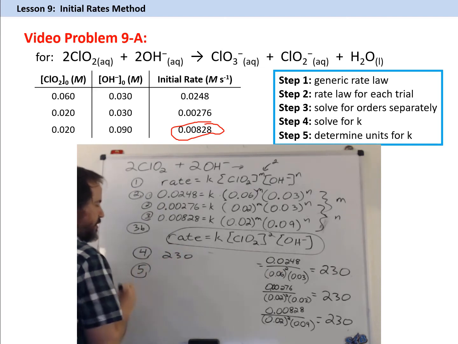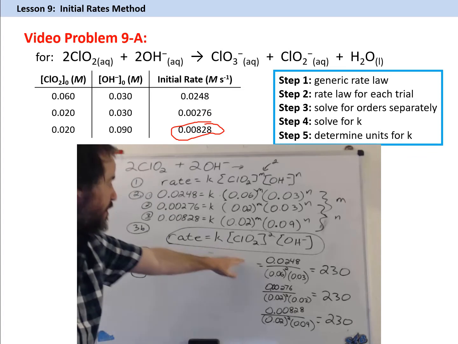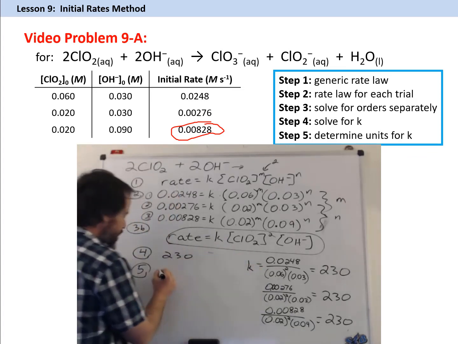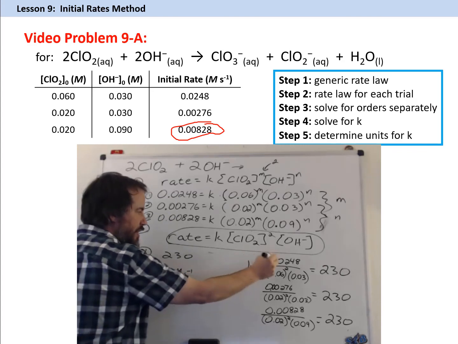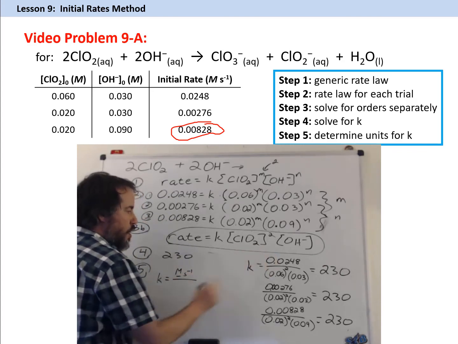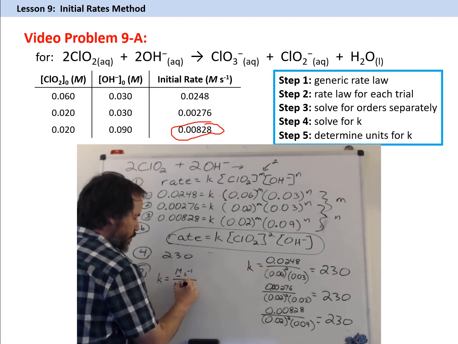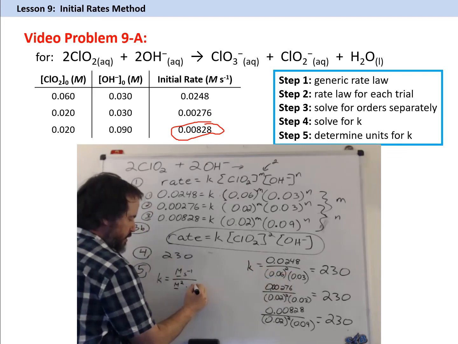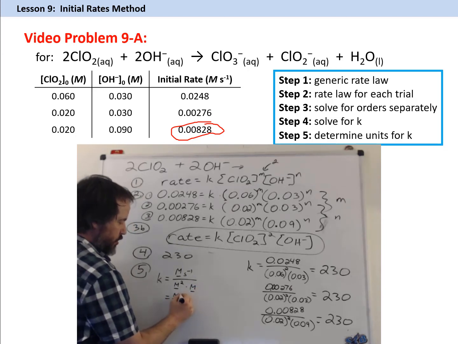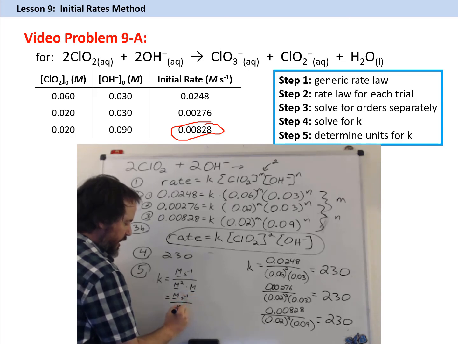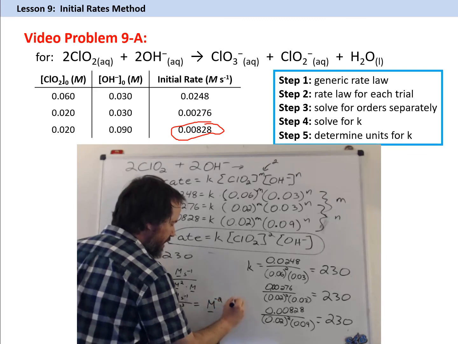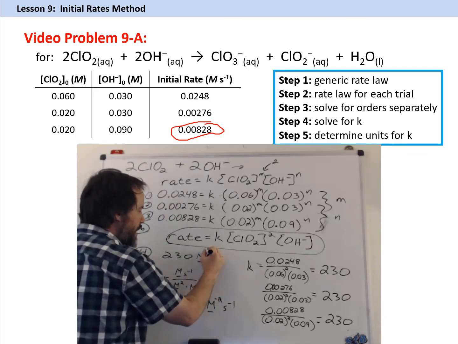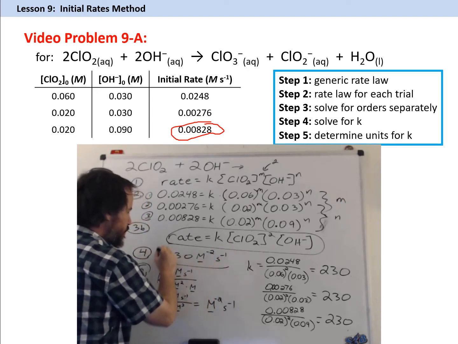Step 5 is units, okay? So now I do the same thing, except I look at just the units. So k equals molarity seconds to the minus 1. That's what the rate is in. Over, this is molarity squared. This is molarity. That's molarity cubed. Molarity seconds to the minus 1 over molarity cubed. That's going to get me molarity to the minus 2 seconds to the minus 1. So that is my units for my k.